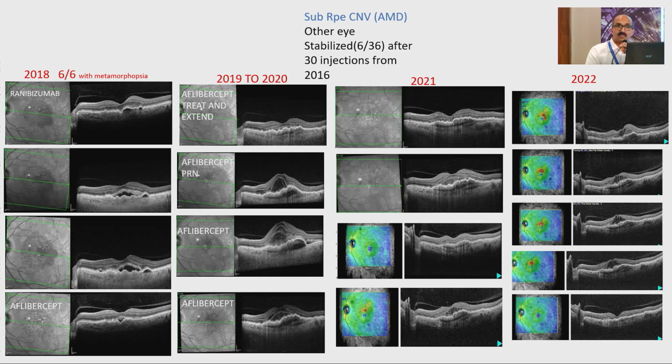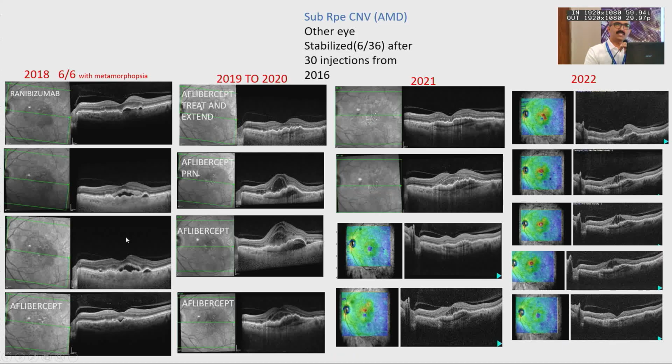Before you change an agent, always think of any confounding factors. Is there anything else happening by which the patient is not responding? Is there any coexisting disease? Is there any missing of doses which the patient... due to the CNVM, you shift the agent.